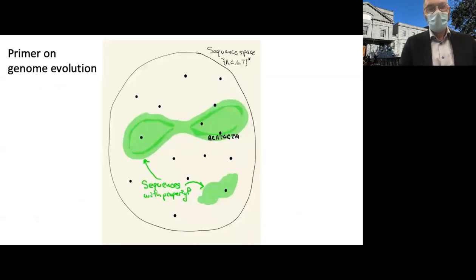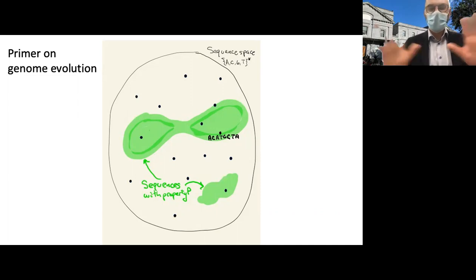And here's another primer, this time a primer on genome evolution. Imagine that the picture that I'm showing here is the space of all possible sequences of all possible sizes. So it's a space of size 4 to the whatever. Every black dot in this picture is a different sequence. Here's one, and it's actually an infinitely large space, but a discrete space.